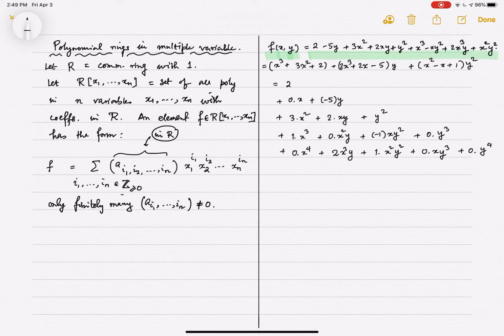So up on the right, in this example, this is an element of R[x,y]. The coefficients are real numbers, and the two variables are called x and y. If you don't want to think of real coefficients, you can just think of integer coefficients. The coefficients are even integers.